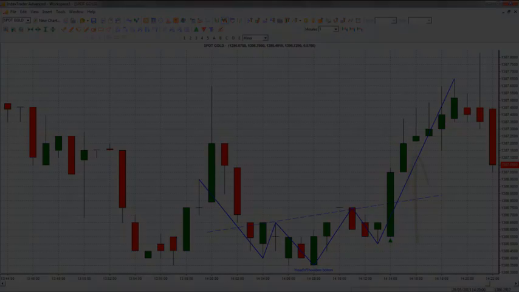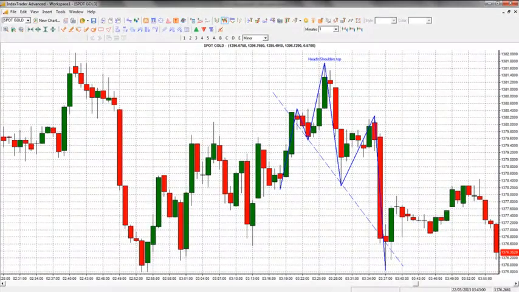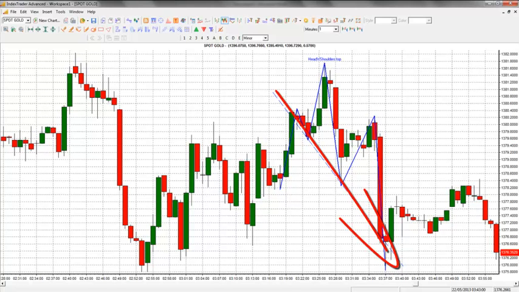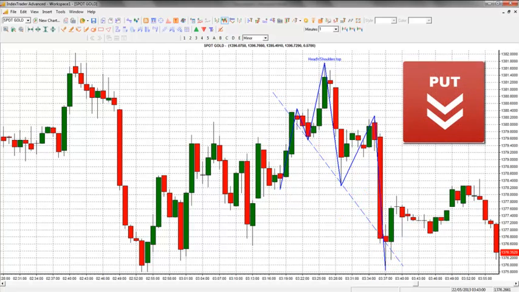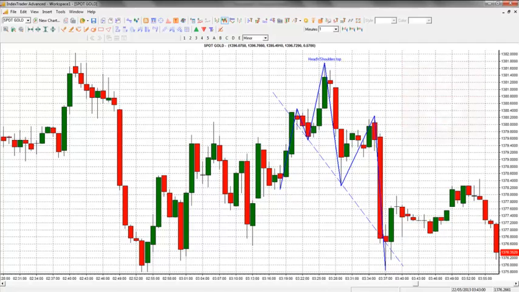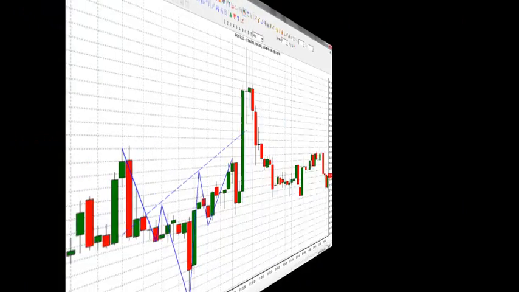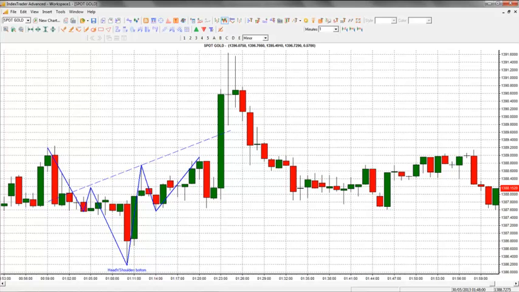For confirmation of a high probability head and shoulders top trade, the put sell signal is strengthened when supported with a downward sloping support neckline, which confirms prices are making lower lows. Conversely, a head and shoulders bottom call buy trade is confirmed with an upward sloping resistance neckline signaling prices are making higher highs.